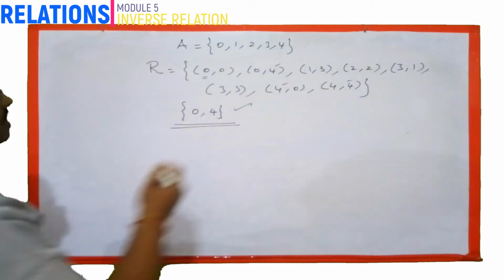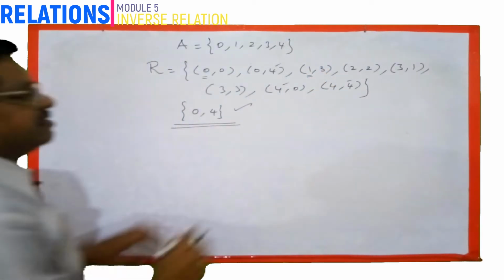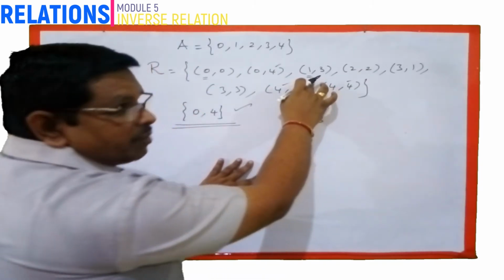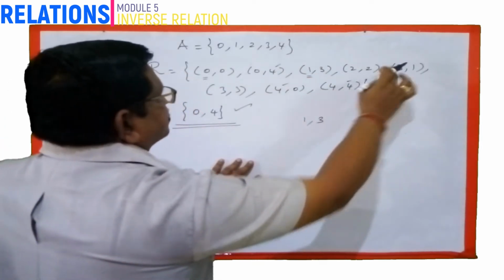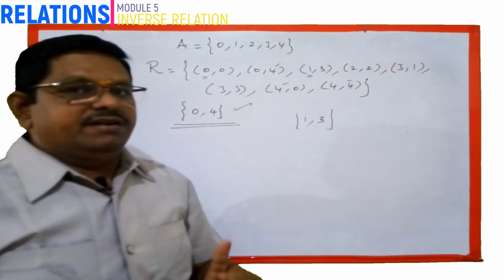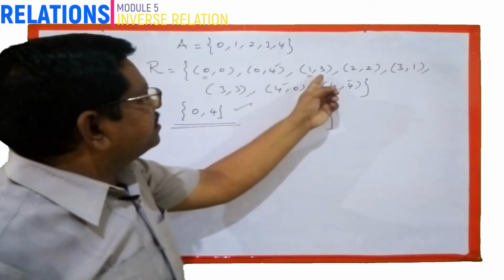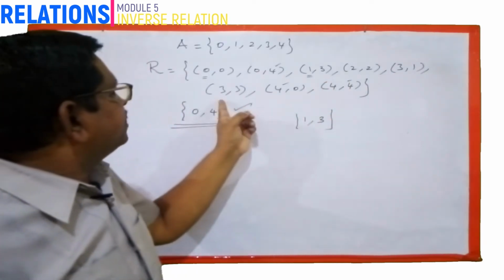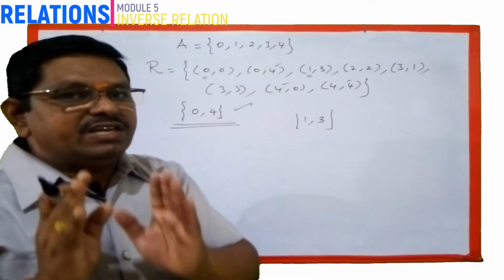Now let us take another element. Let us take number 1. With 1, what are the elements having the relation? Here with 1, 3 is having relation. Is it or not? Here 1 with 3. Here 1 with 3. Yes. So from this we can say the equivalence class of 1 are 1 and 3. Similarly, the equivalence class of 3. Here 3 with 1. Again here 3 with 1. Here 3 with 3. So 1 and 3 are the elements which we are finding in the equivalence class of 3.